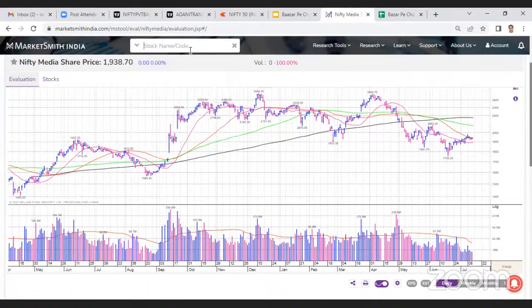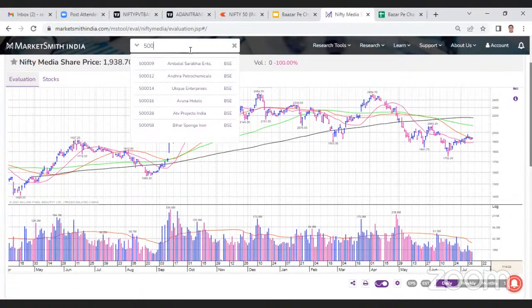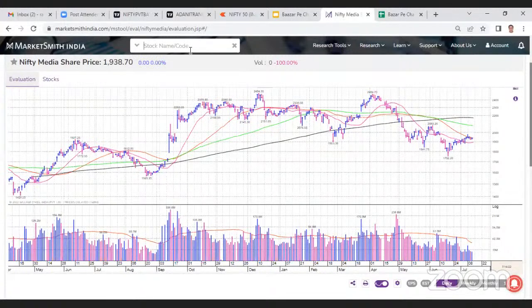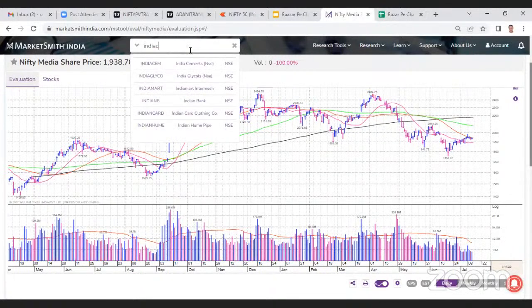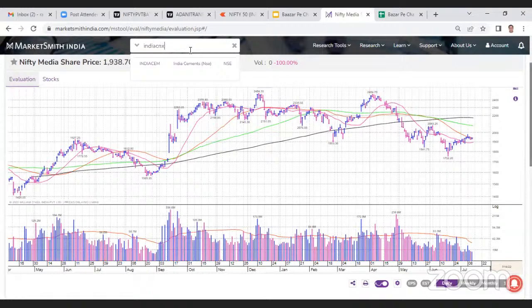CNX. Yes, it's India CNX 500. CNX, India CNX 500. Where is it coming? Just type CNX 500. CNX space 500. That's the one, the first one.